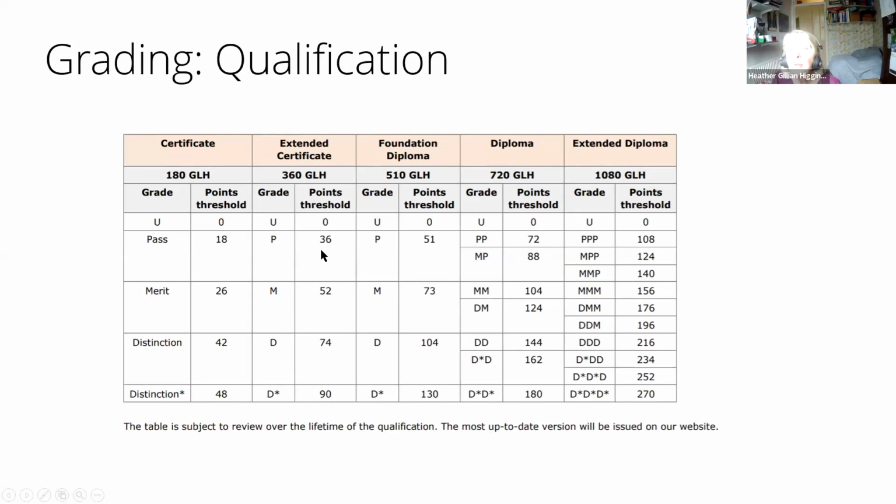These are the thresholds. So for extended certificate, for a pass, you need 36. To get a merit, you've got to get 52. So even if a learner got 51, they'll still only be able to pass. It's important that learners know about these and begin to calculate their grades with you to know what they're aiming for, particularly if they have a UCAS offer.